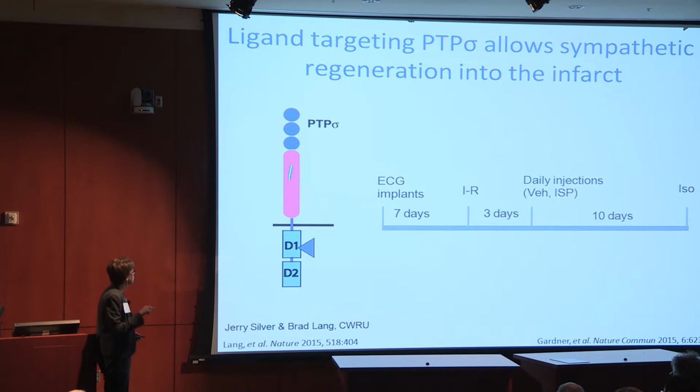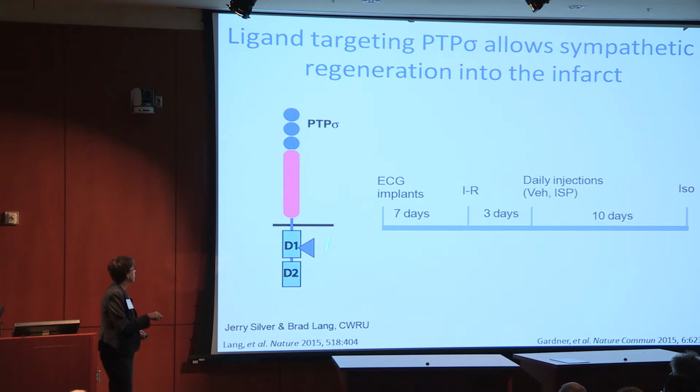So here's a little cartoon of PTP sigma. There's two theoretical catalytic domains. This is actually the active phosphatase domain. It's also a site for protein-protein interactions. So PTP sigma can dimerize with itself. It can dimerize with related receptors. And it also interacts directly with some of its substrates.